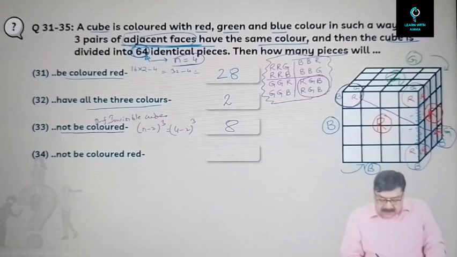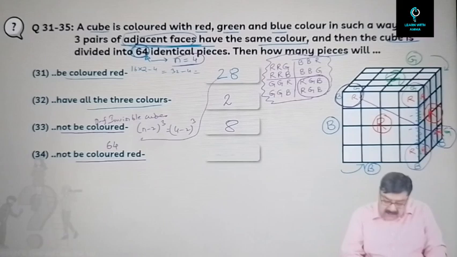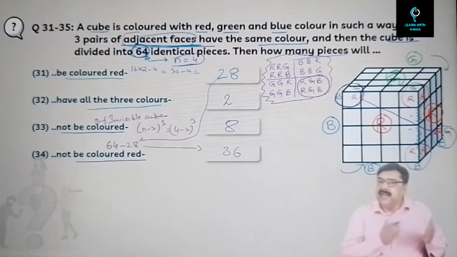So how many pieces will not be colored red? Well, how many pieces are there in all? 64. How many are colored red? Well, 28. So the remaining 36 will not be colored red. 64 pieces, 28 colored red. So remaining 36 not colored red. You don't have to literally count.